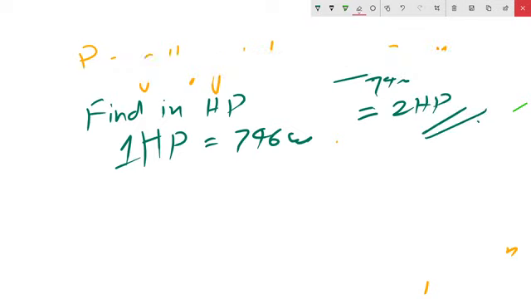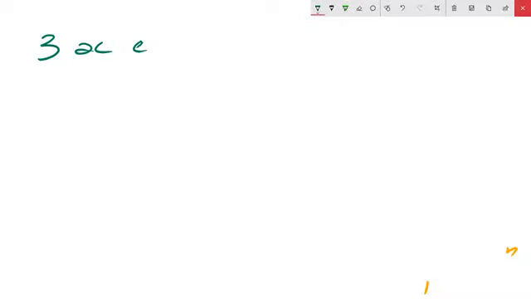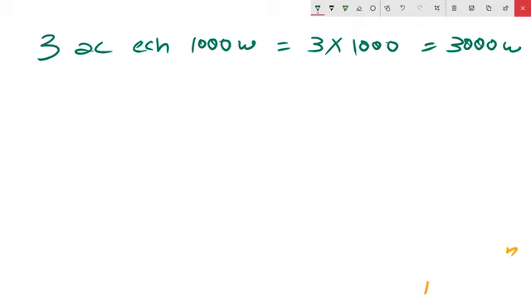So go for the next question. They are saying a synergy office at Chennai uses 3 numbers of 1000 watt rated air conditioners. First we will find the whole power consumption. So 3 ACs, each 1000 watt, is equal to 3 into 1000, which is equal to 3000 watt. And lift pulley of 500 watt, that is equal to 5000 watt.